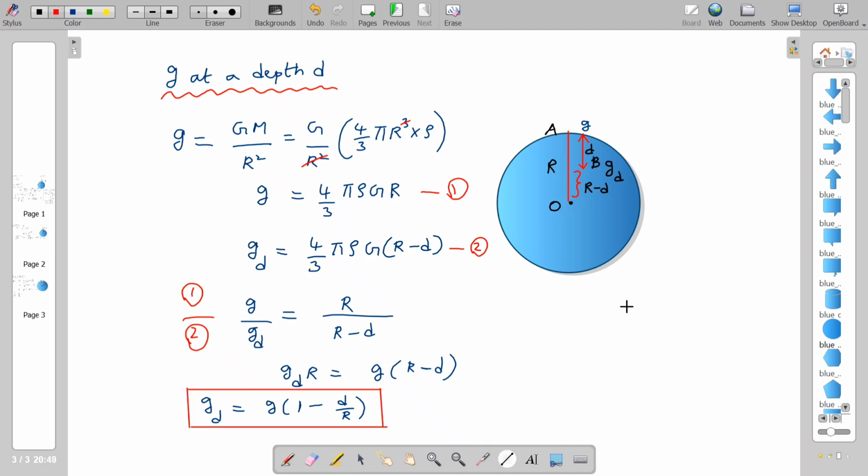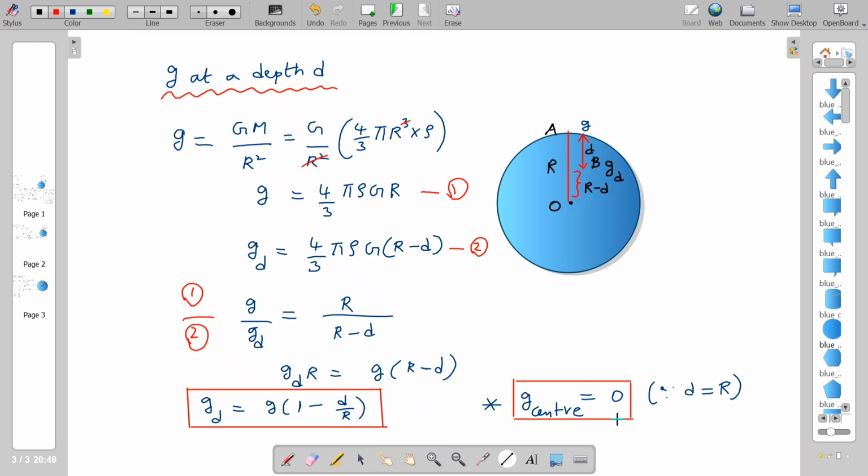So what about g at the center? At the center d equals R, g at the center will be 0. Why 0? Because d equals R, so both will cancel, then 1 minus 1, 0 we will get. So g at the center will be 0, since at the center d equals R.